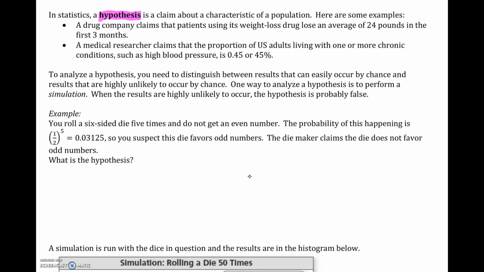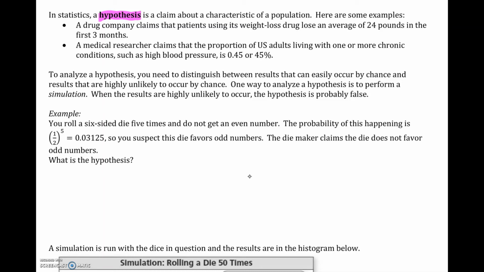So for example, if you look at these two bullet points: a drug company claims that patients using its weight loss drug lose an average of 24 pounds in the first 3 months, right? That's a claim. We don't know it's for sure true. The next one: a medical researcher claims that the proportion of US adults living with one or more chronic conditions, such as high blood pressure, is about 45%. Again, that's a hypothesis. It's not substantiated with any evidence, right? So it's a claim that we think is true about the entire population.